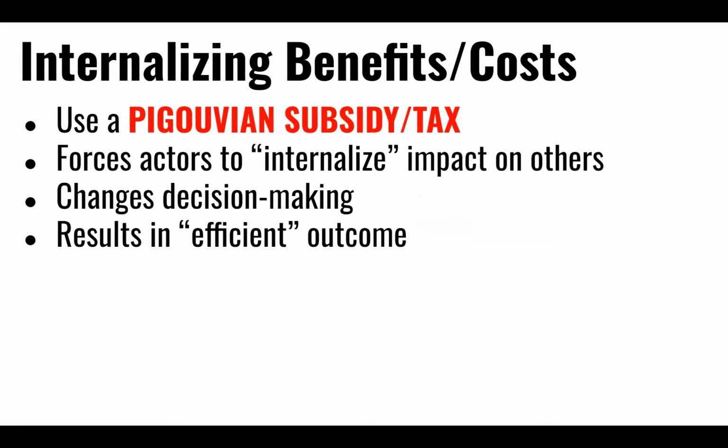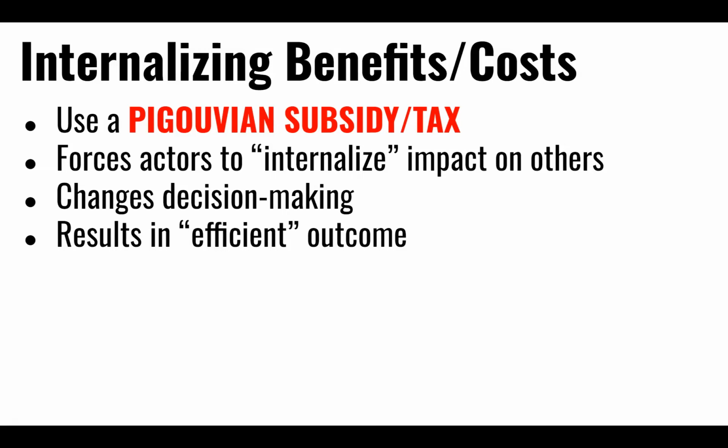The way to bridge the gap between personal costs and benefits and social costs and benefits is to charge either a Pigouvian tax or pay out what's known as a Pigouvian subsidy. The purpose of it is to help actors internalize the impact of their behavior. If you're subsidizing me, it helps me see the benefits that you're receiving. And if you're taxing me, it helps me to see in a tangible way the negative impacts of my behavior on you.